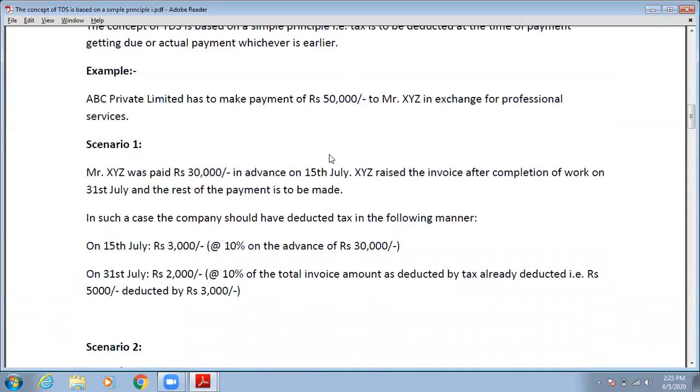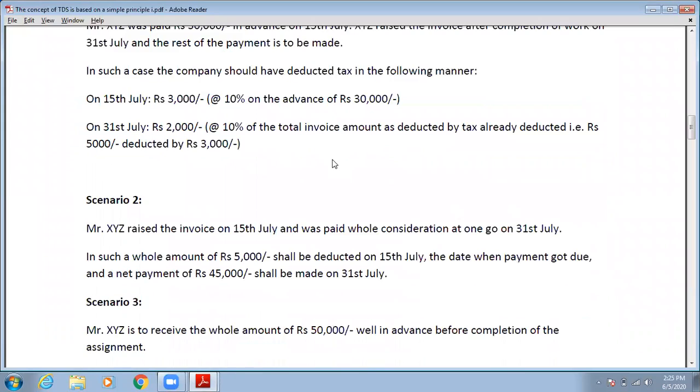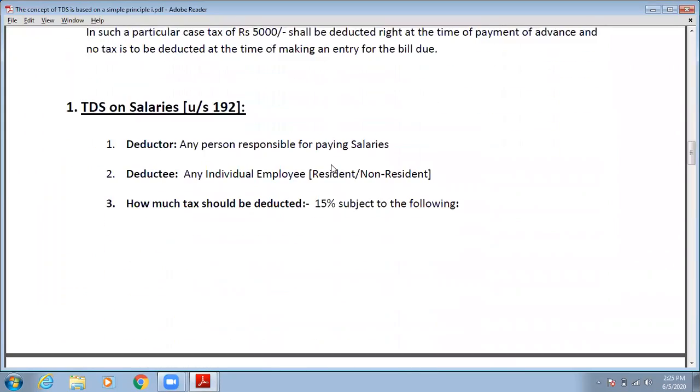Now, there are some kinds of payments on which the date of deduction of TDS is different and the rate of TDS is different. So we will discuss some of these payments. First of all, let's start with TDS on salary. How much TDS you have to deduct on salary, when to deduct it, and all the provisions regarding it, we will see here. So, TDS on salary under section 192.